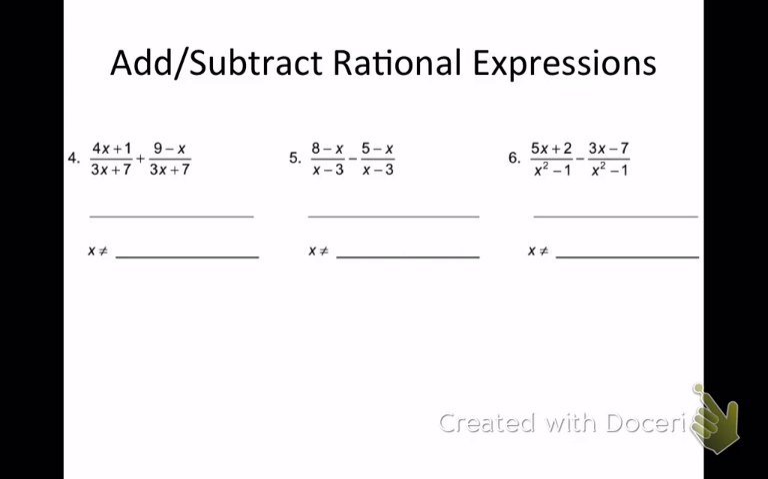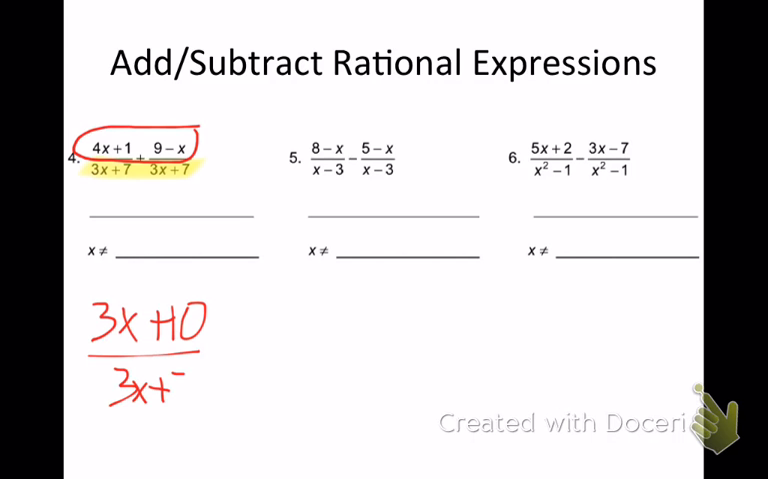All right, number 4. Let's go with Hannah here. Help me out here, Hannah. Hannah, are the denominators the same? Sure, they are. Both are 3x + 7. Let's combine like terms. What's 4x minus x, Hannah? 3x. What's 1 plus 9, Hannah? So I get 3x + 10, all over 3x + 7.